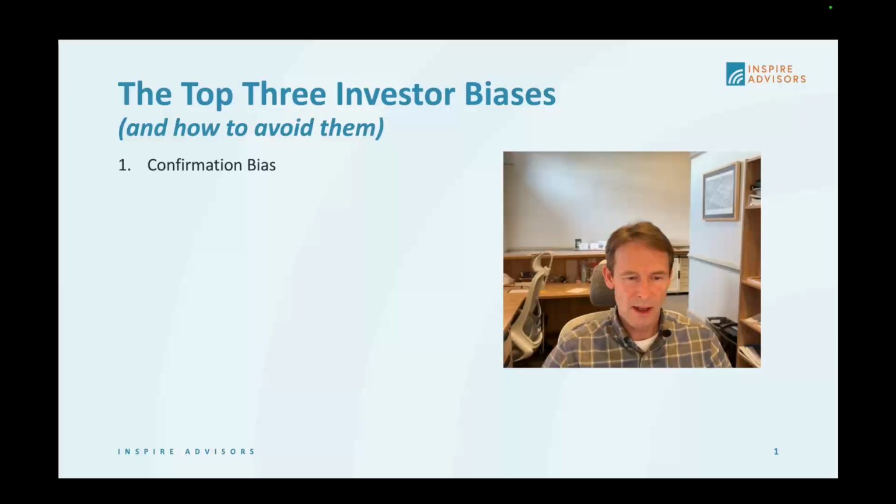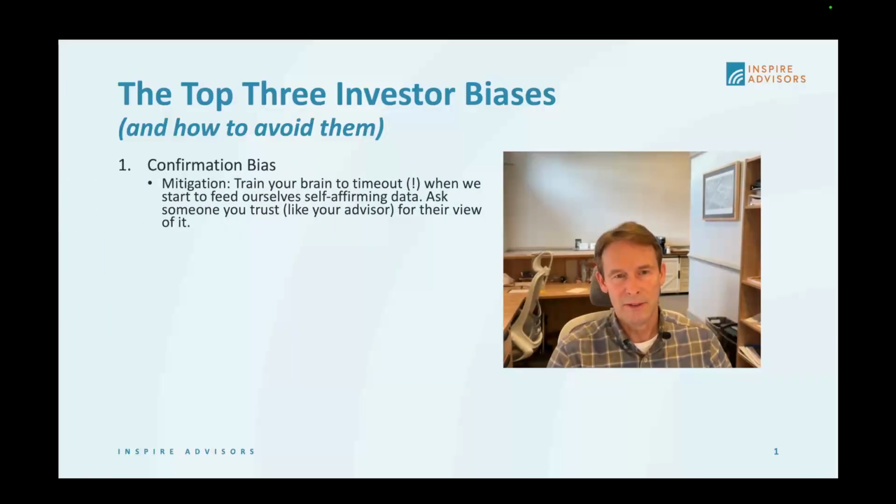So how do we mitigate confirmation bias in our finance decisions? Number one, let's train our brain to call a timeout. When we're looking at information, we have to stop and ask ourselves the question, is this already self-affirming to what I already believe? Is this just feeding something that I already know? If it is, then you have to stop and say, well, let's seek out some alternatives. Let's talk to somebody like your advisor, get their view of it. They might give you something very different, or they may confirm what you already know. So at least it's worth asking.